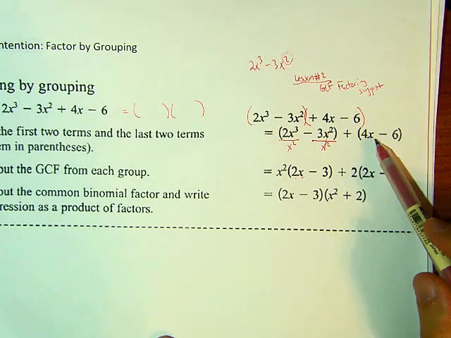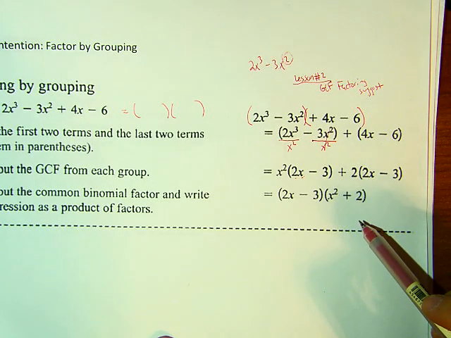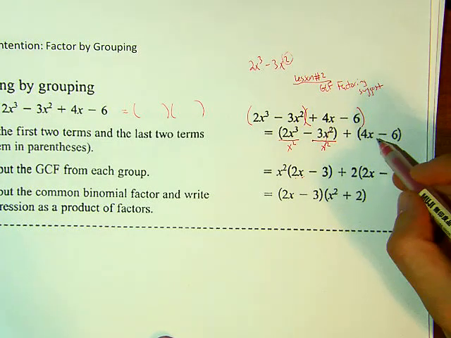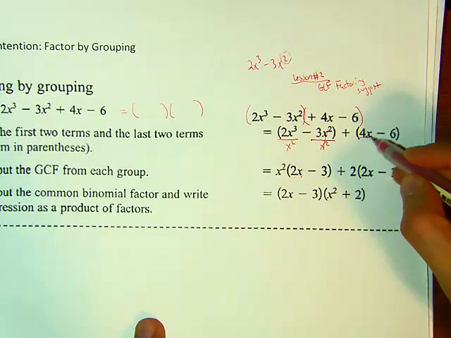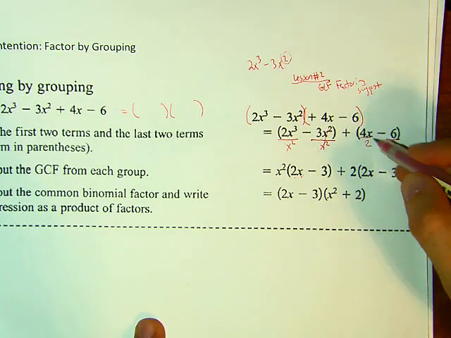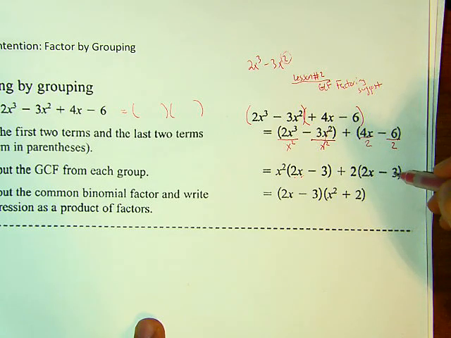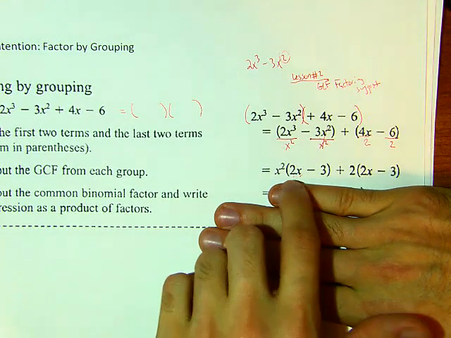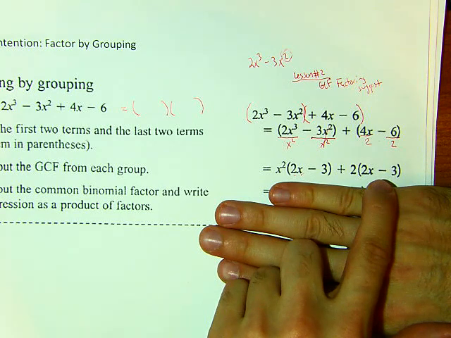And what about here? What's the GCF of 4x and minus 6? Well, the GCF of 4 and 6 is 2. And x, well, they don't have x in common, so you can't take it out. So this is divide by 2 and divide by 2. And then 4x divided by 2 is 2x. And negative 6 divided by 2 is negative 3. And then you get this. And then look what happens. What do we have? Notice that 2x minus 3 and 2x minus 3 are the same.